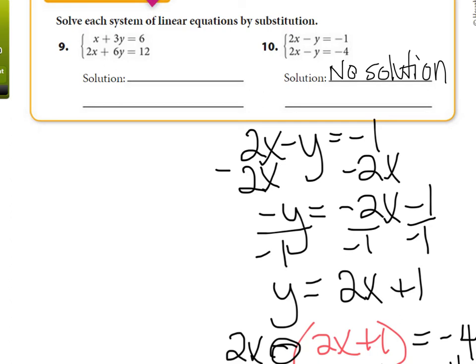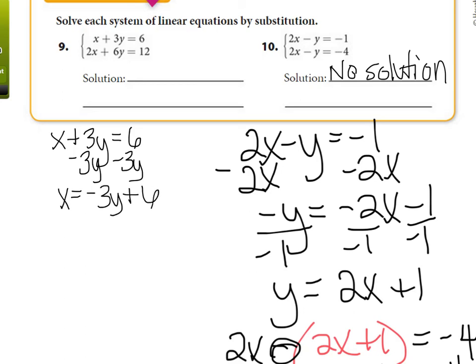So on number 9, hopefully you found that the easiest variable to solve for was this x. You could have solved for any of the others, but they all would have made it harder. So I'm going to rewrite x plus 3y equals 6. You should have subtracted 3y and got x equals negative 3y plus 6. So we're going to take this and replace it into the second equation where I see that x. So it's 2 parentheses negative 3y plus 6. Bring along the rest of the equation.